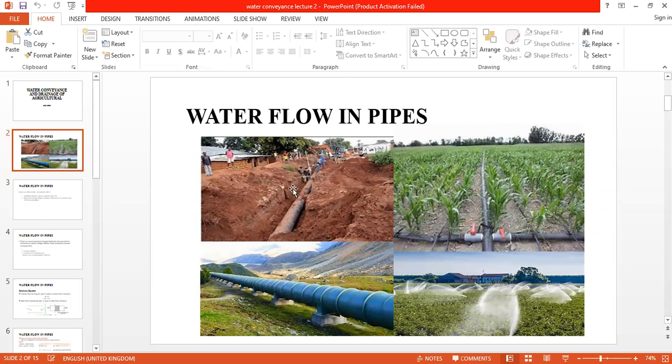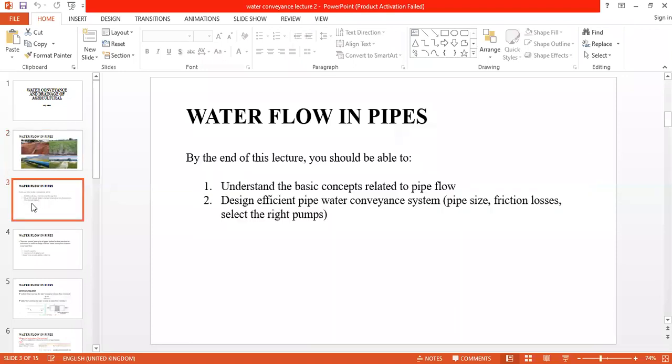As you can see here on your top left, there's a pipe being laid in the soil to convey water from a certain place to another place. So this is what we're going to look at and what we need to consider when we are designing a system that needs to deliver water to our premises.